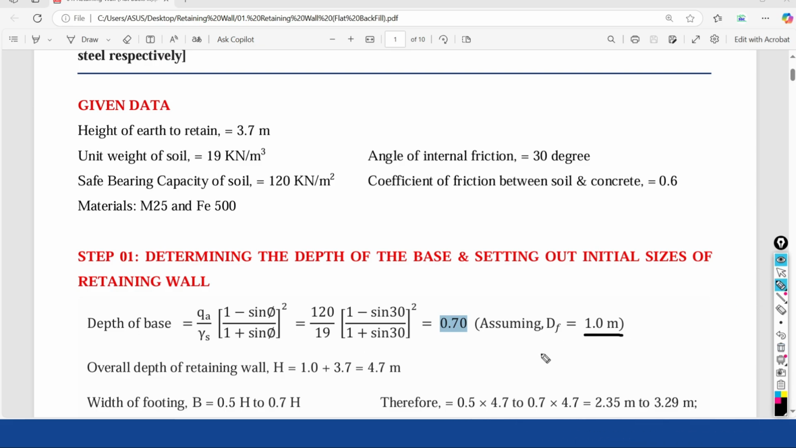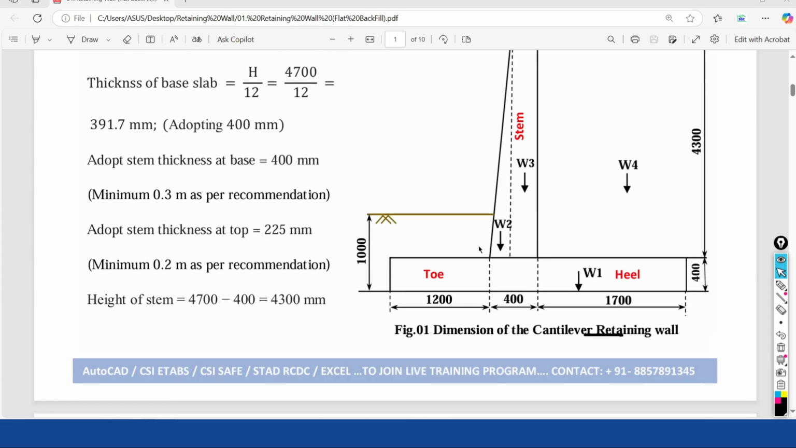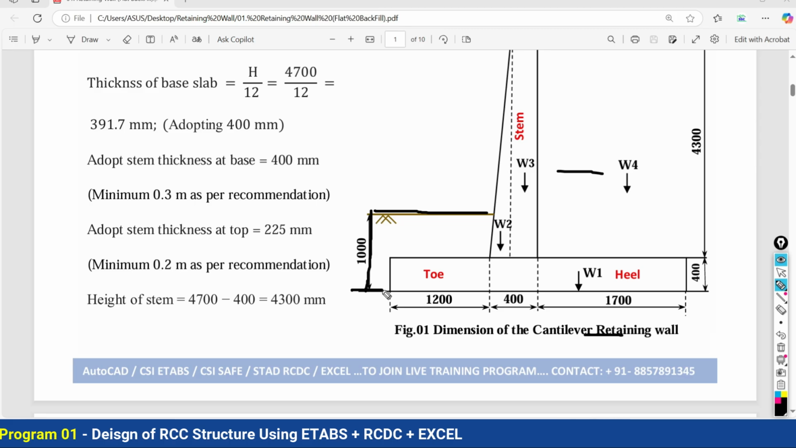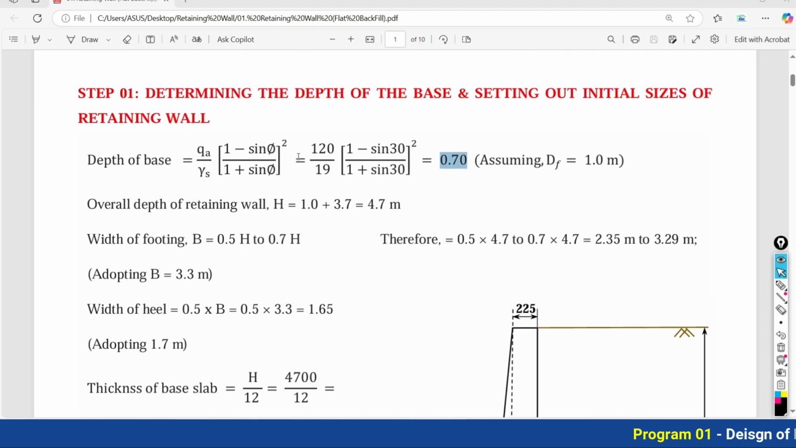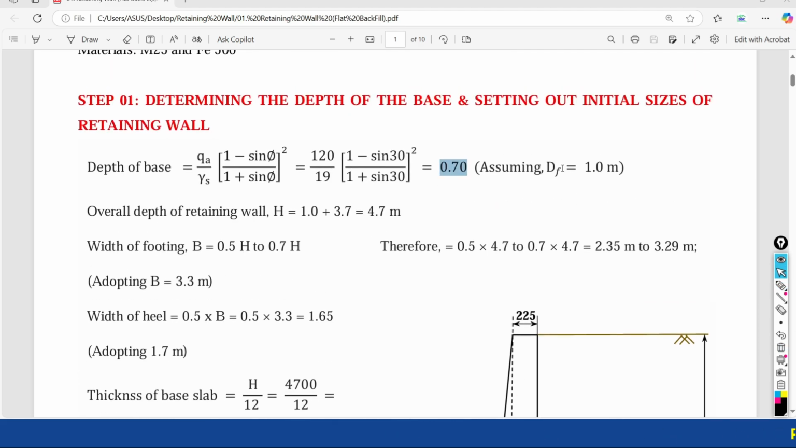Depth of your base from the ground on this other side of your backfill. From here we are going to consider 1000 mm. Actually the demand is 700 mm, so we are going to take it as 1000. So here the depth of the base has been calculated as 1 meter.